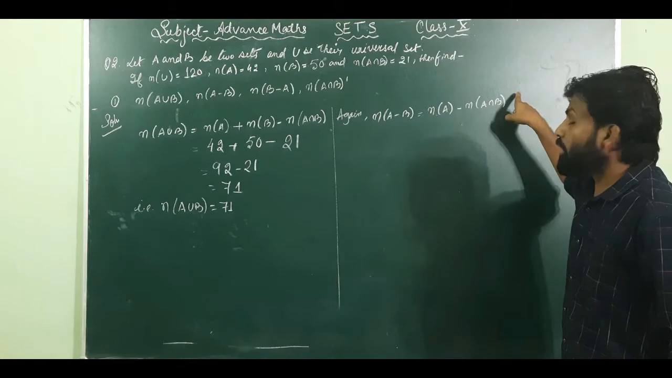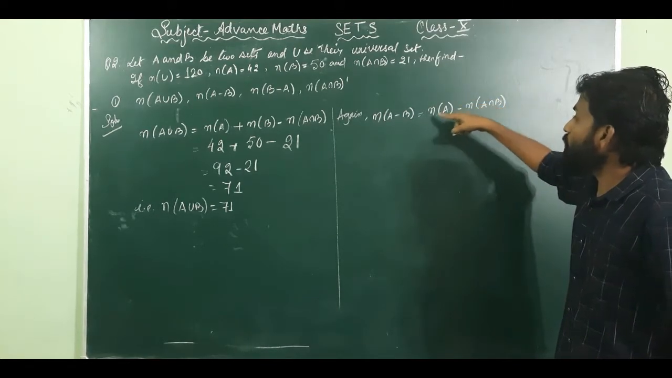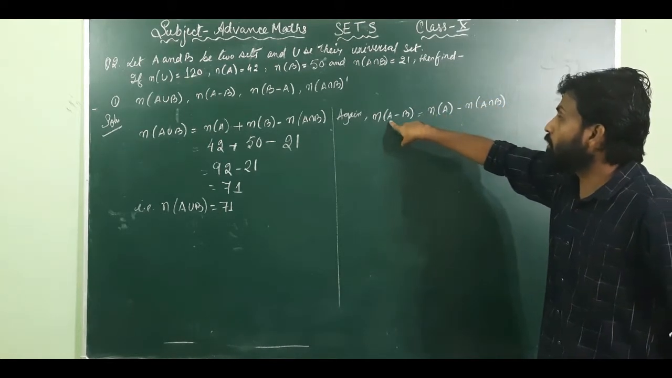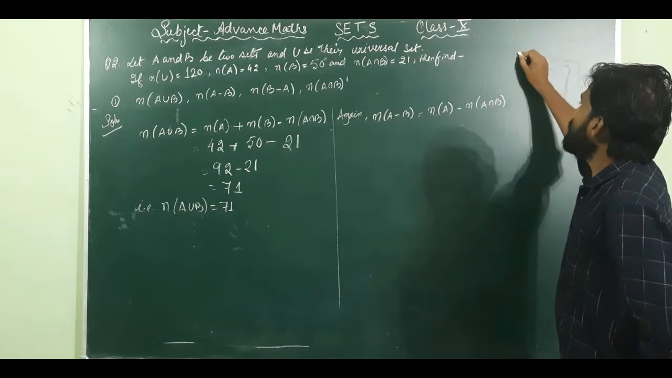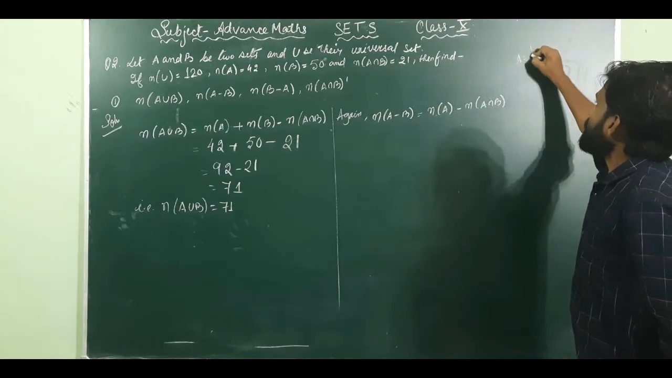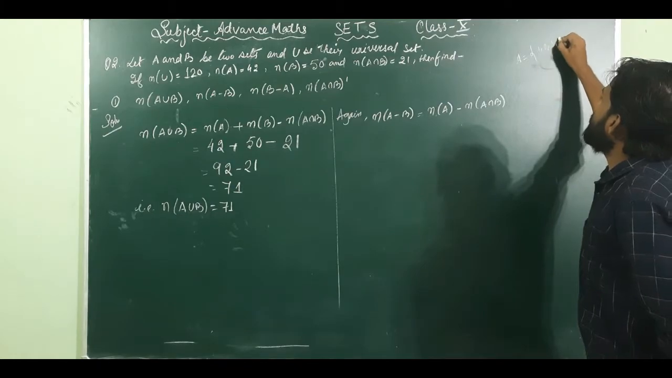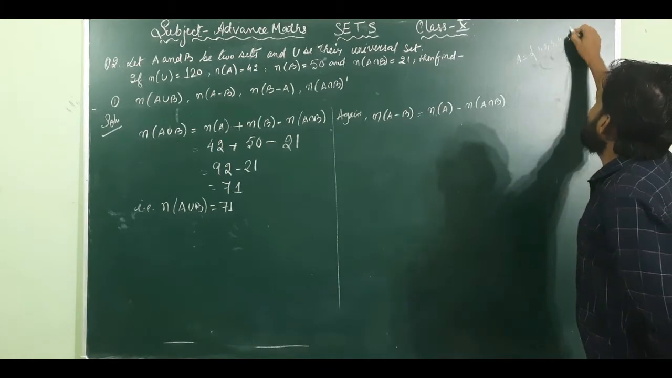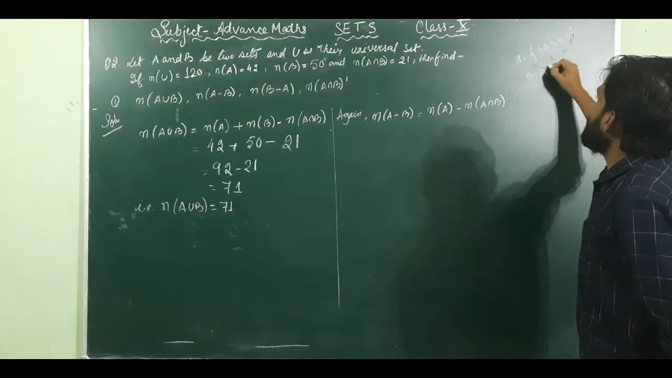Okay, it means whatever elements are common between A and B. If they ask you to find A minus B, suppose I take a set A as 1 2 3 4 5, and if I write B here, then what will you write here?